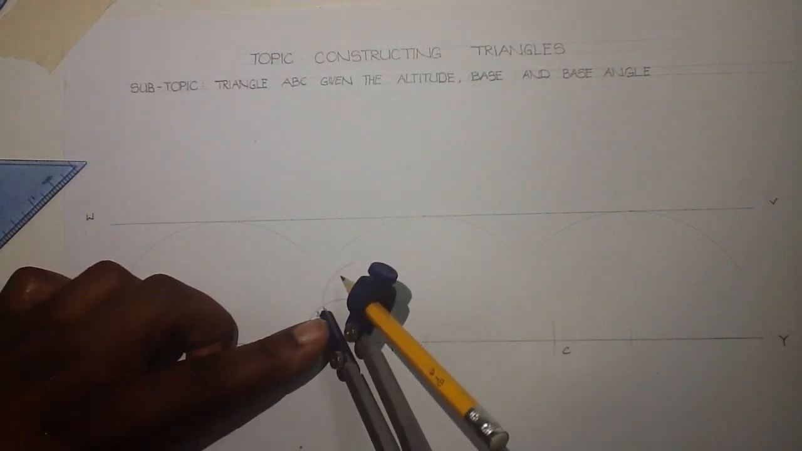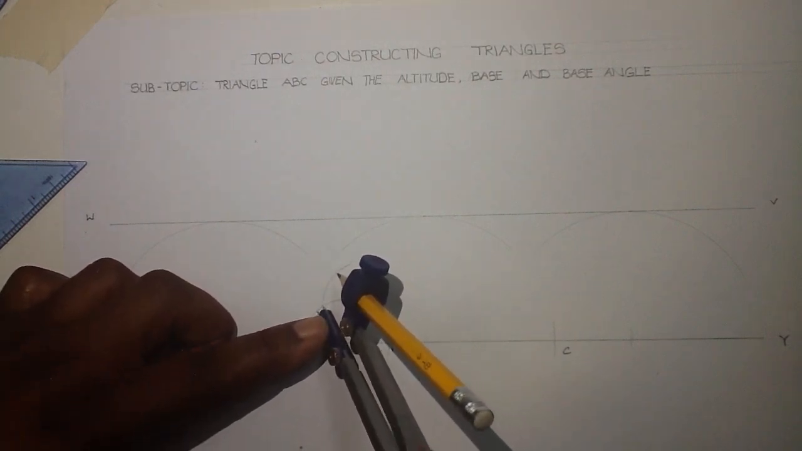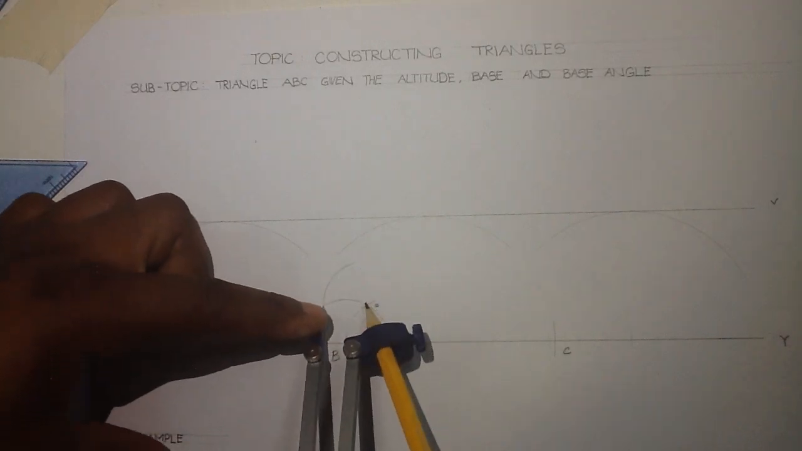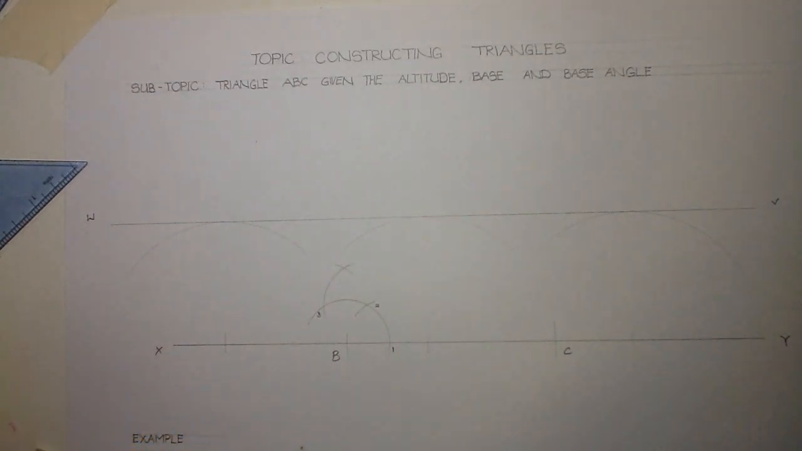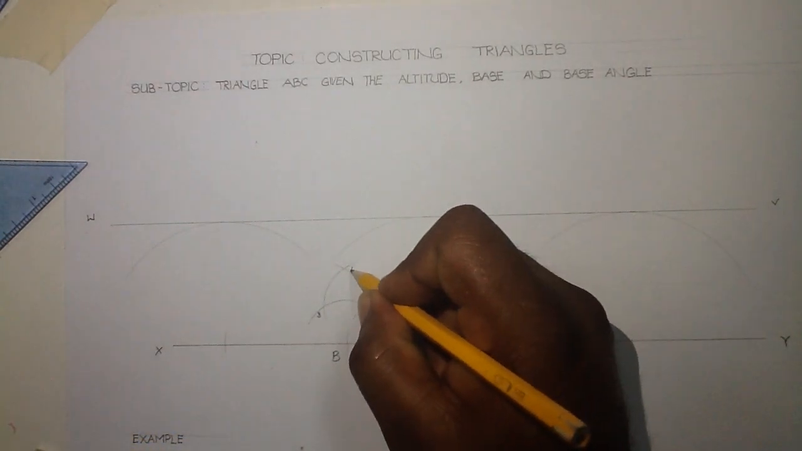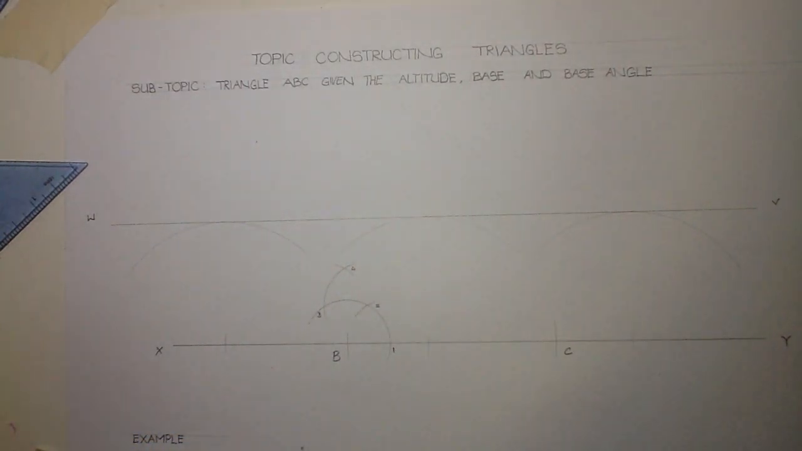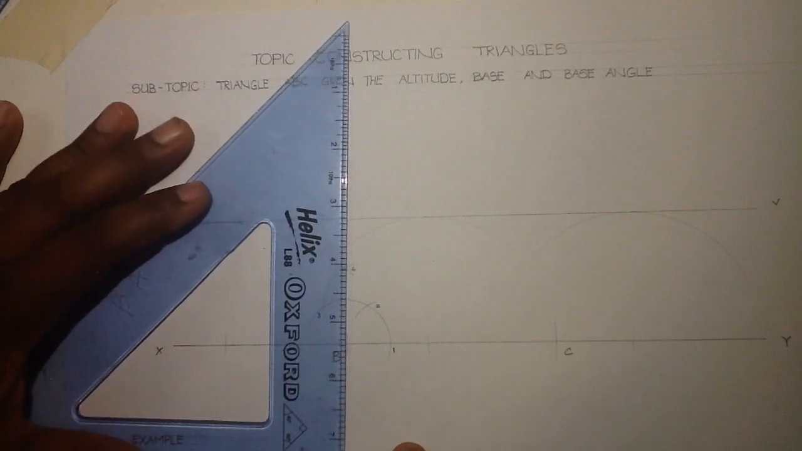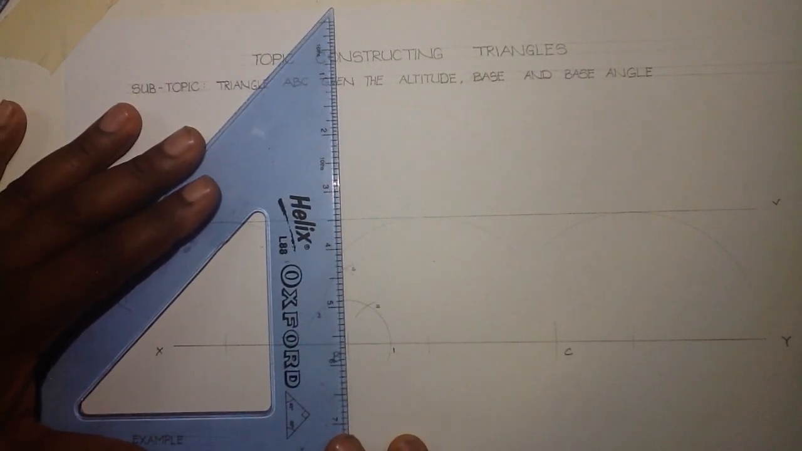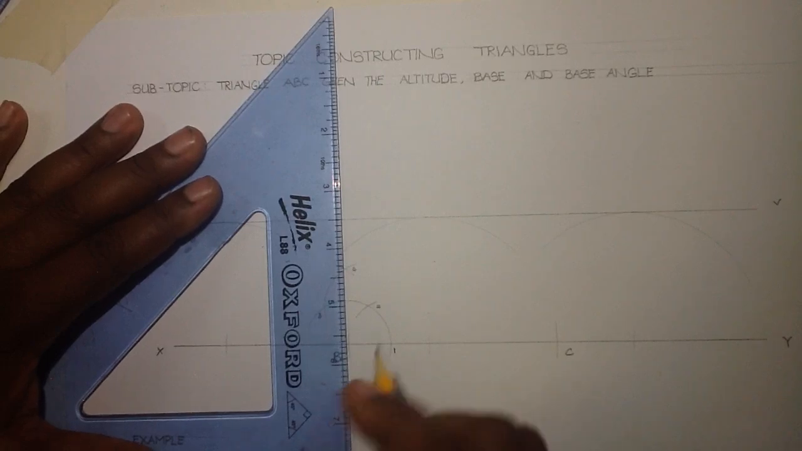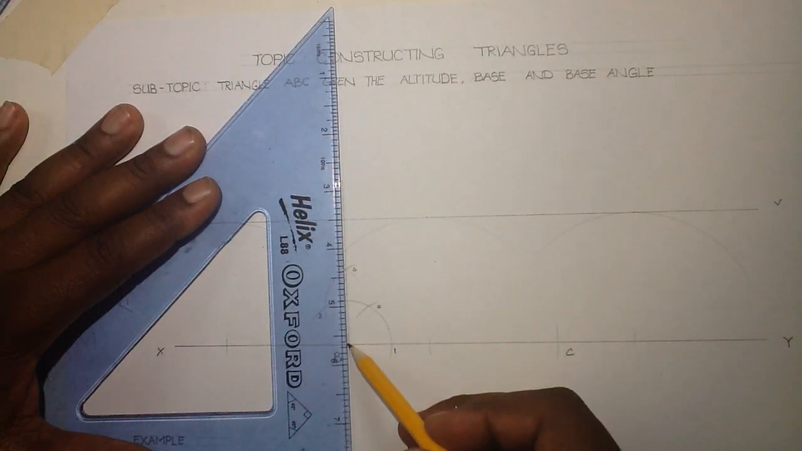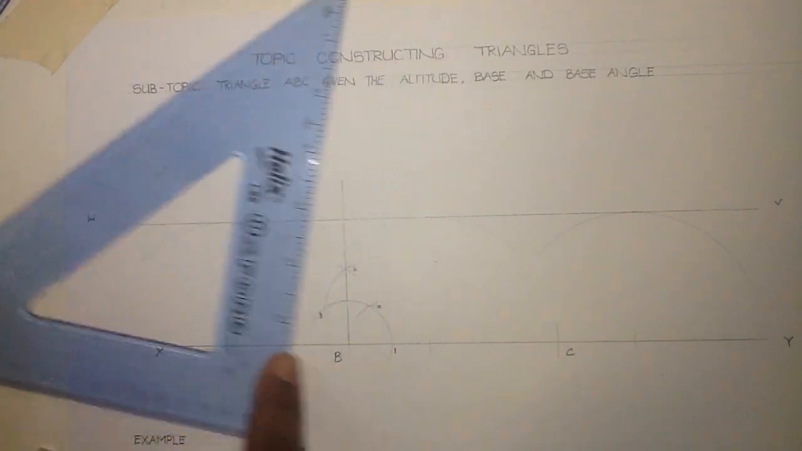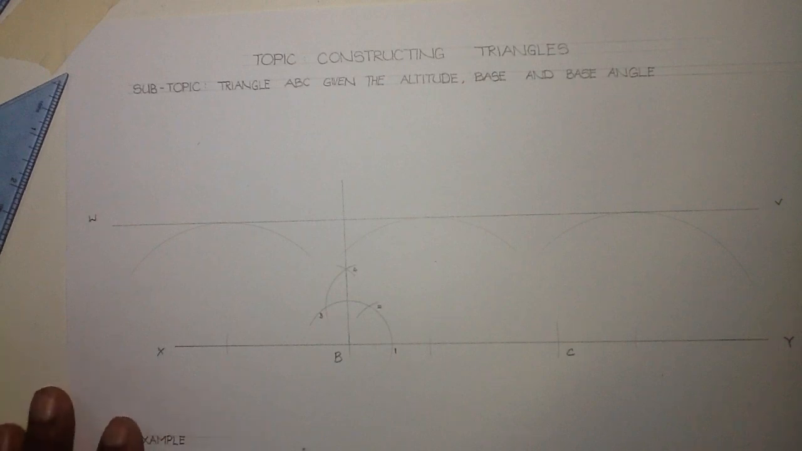And we're going to move to point 3 with the same radius as used at point 2 to intersect that arc to give us point 4. Complete our construction of our 90-degree angle at point B with a construction line. It's going to pass through point 4 and end at point B, as you can clearly see.